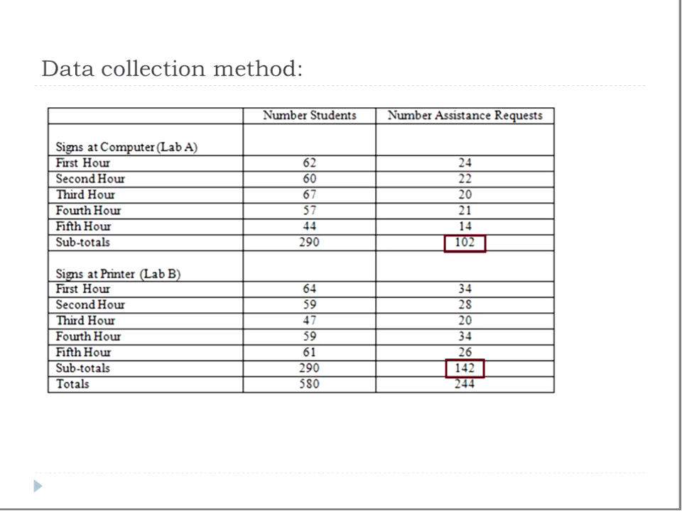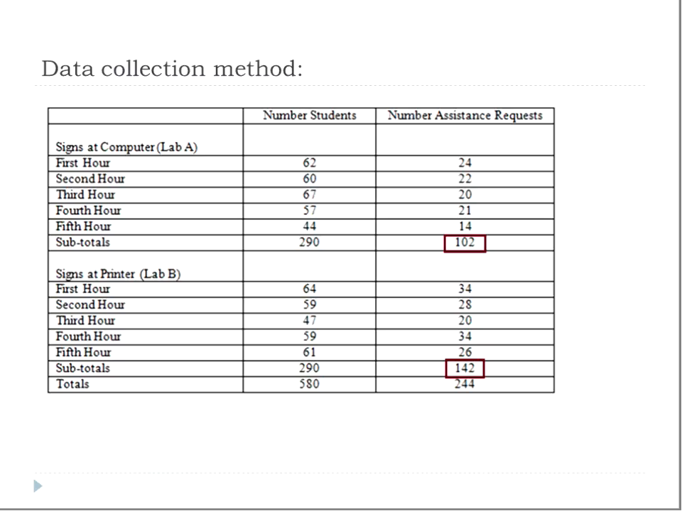There are many ways you could collect this data, but I had a student who actually proposed this. Her proposal was to count the number of students and the number of assistance requests by the hour. So the data collection spreadsheet might look something like this. Note that for Group 1, signs at the computer in Lab A, and Group 2, signs at the printer in Lab B, she has exactly the same number of students, 290 each.